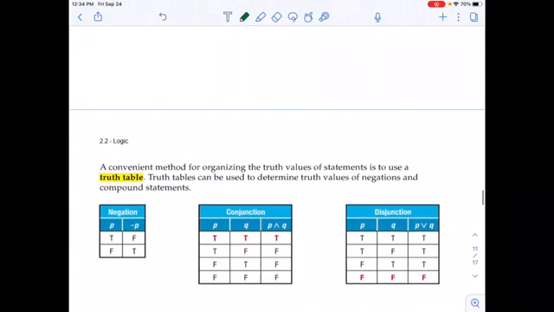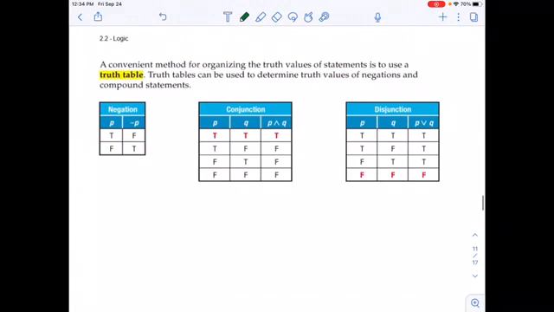That's kind of part one. Part two then is using our logic to make something called a truth table. Now, if you're planning on studying computer science, you'll probably have to take a whole semester class about this sort of stuff. So this is just a nice intro. A convenient method for organizing the truth values of statements is to use a truth table. Truth tables can be used to determine truth values of negations and compound statements. So, truth tables, just an organizational tool.